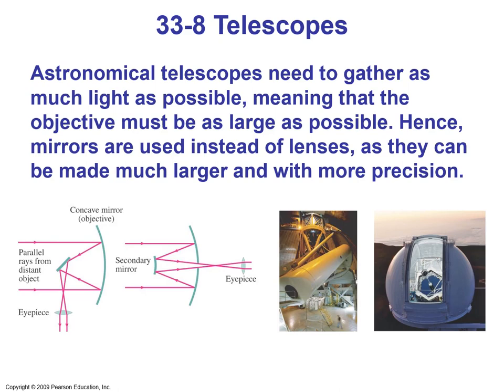Astronomical telescopes need to gather as much light as possible, meaning that the objective must be as large as possible. Hence, mirrors are used instead of lenses, as they can be made much larger and with more precision. We're using a concave mirror as an objective, and this is focusing the light into this spot, and an eyepiece is magnifying that spot into our recorder or eyepiece. Or another configuration is where we have a concave mirror and the light is reflected by the secondary mirror and focused on this spot, and using an eyepiece we can see clearer.